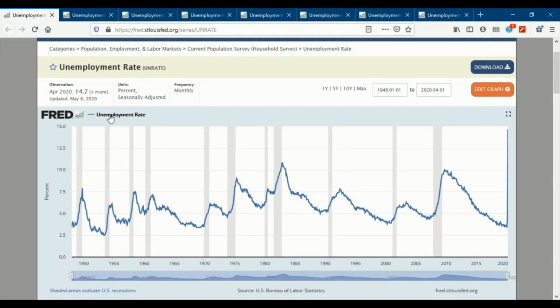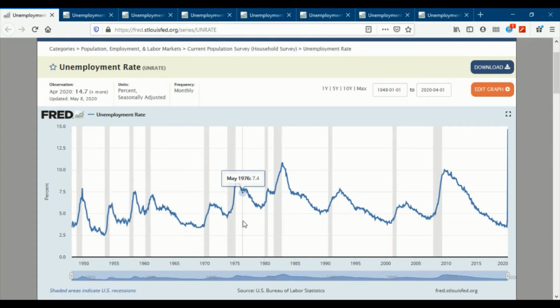Here we see that the national unemployment data is available from January of 1948 till April 2020. It has information for every month, with the percentage of unemployment for every month.